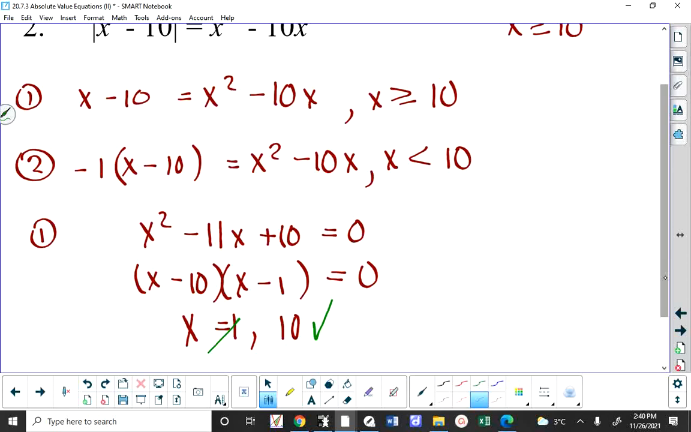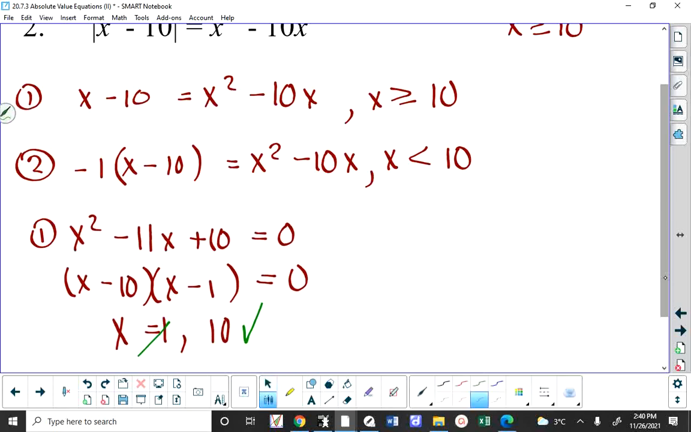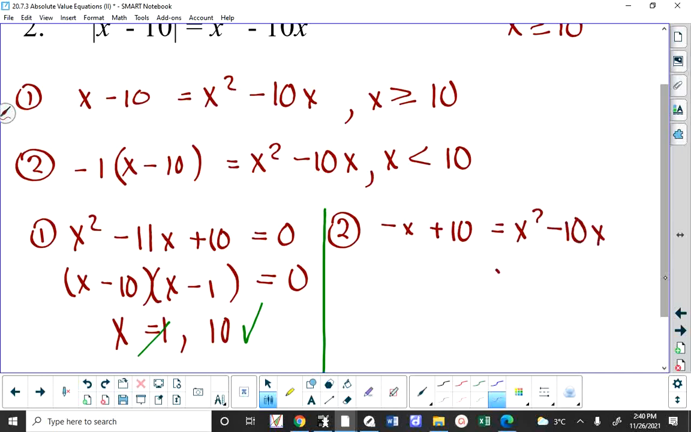If we solve equation 2, I think I might have room to put it on here. If we solve equation 2, I'm going to multiply that negative 1 through the binomial first, negative 1 times x, and then negative 1 times negative 10. This equals x squared minus 10x. I zero the equation.